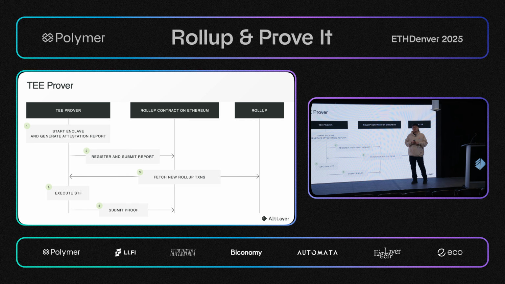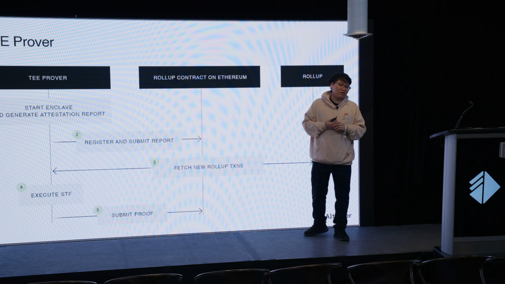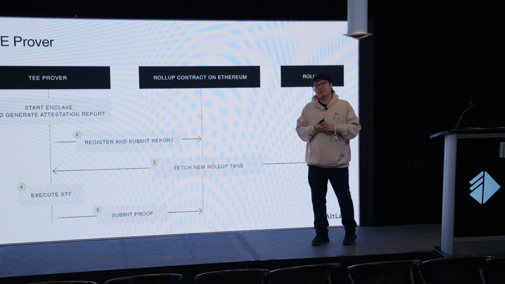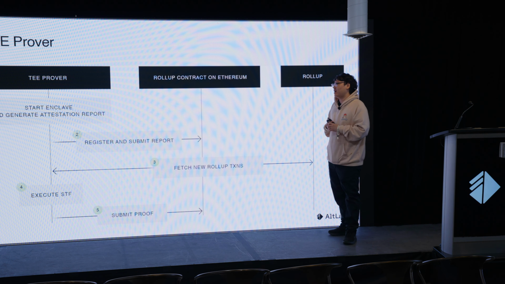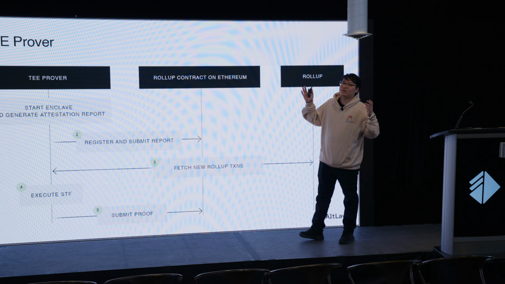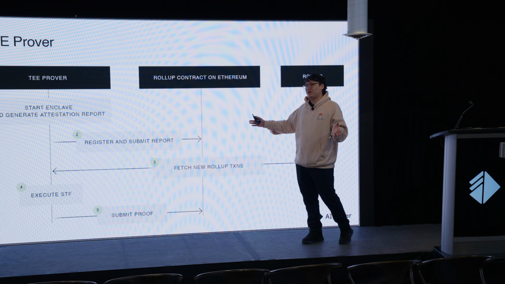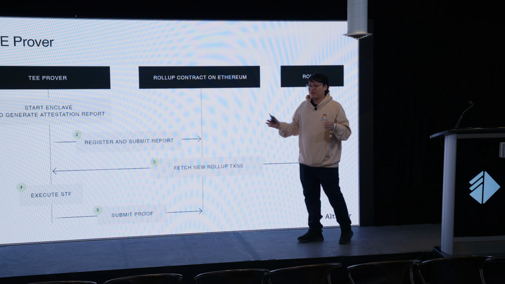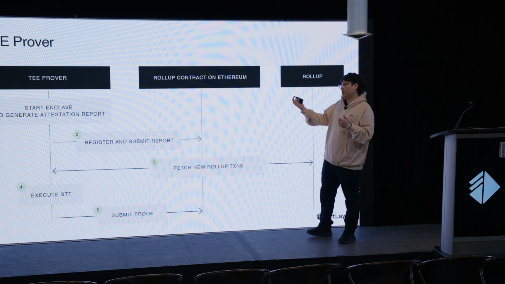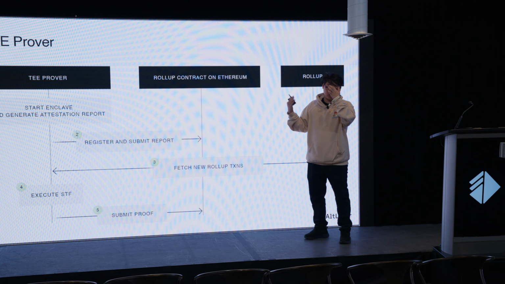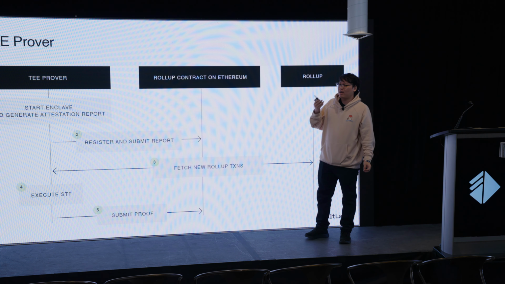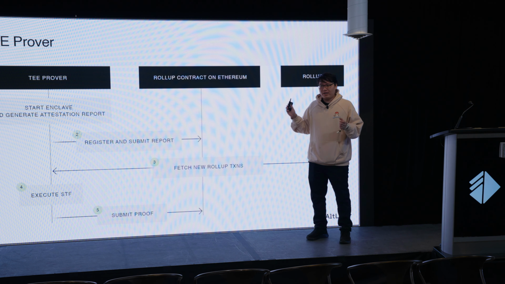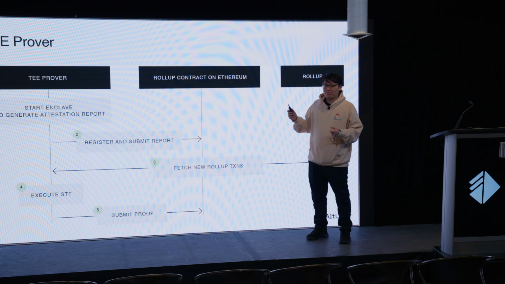We are collaborating with our partner Automata and generating this TEE prover for the optimistic rollup, basically the OP stack. So in that case, you can see there's one more proving system apart from the fraud proof and ZK proof, or the ZK fraud proof system. The diagram is quite similar to the ZK proof generation and verification. The biggest difference is that TEE is much cheaper.